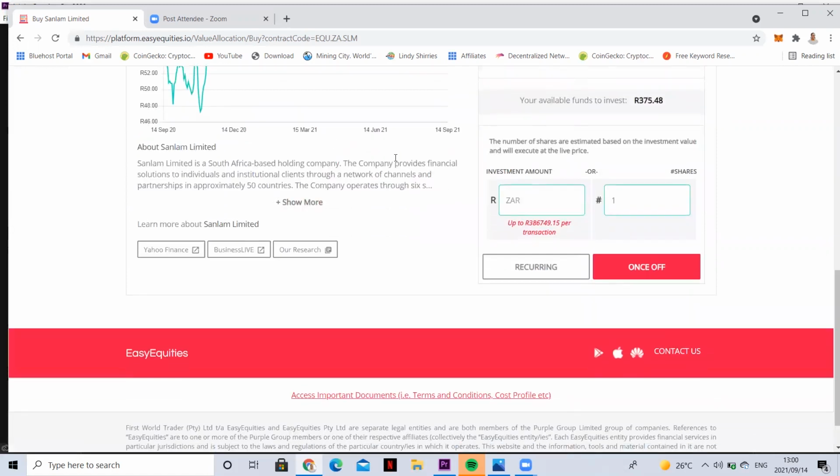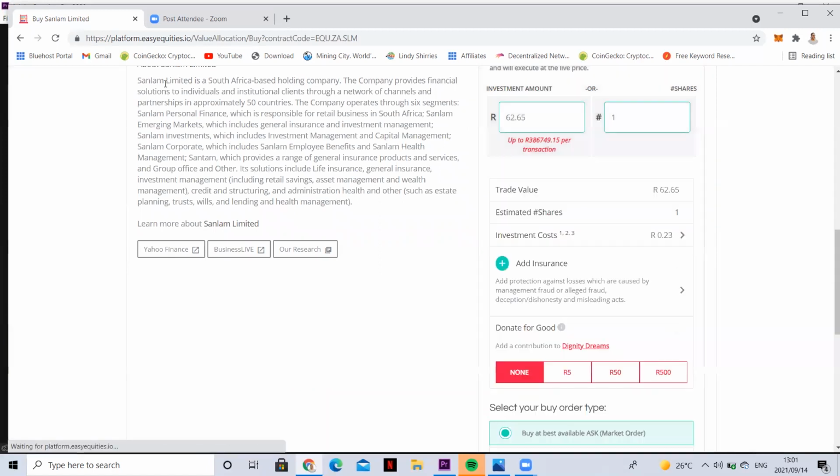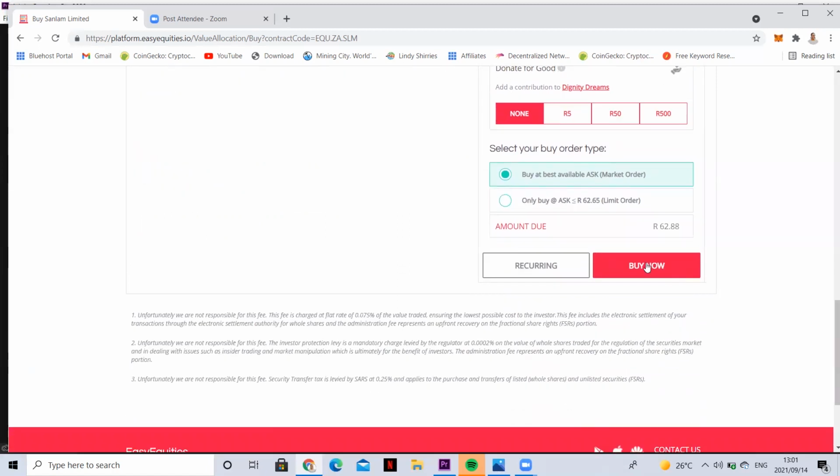Okay, can you see that as well, when you see the year, it is actually growing, and then I'll just buy 1 share also. If you ever want to know more about that company, you can go to Yahoo Finance, Business Life, and you can read up about this company, what they're all about. Sanlam Limited is a South African-based holding. So you can read that information, get more information and make a wise decision.